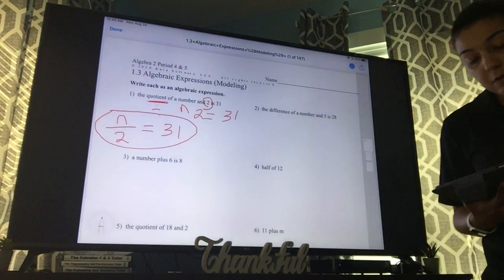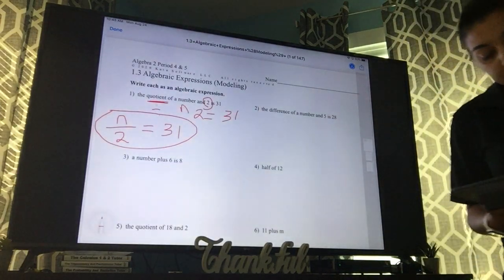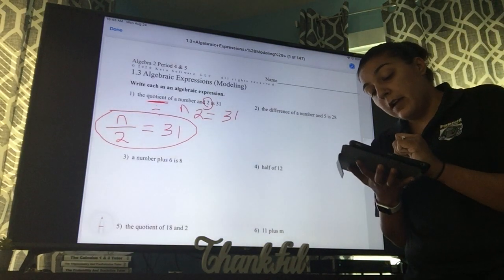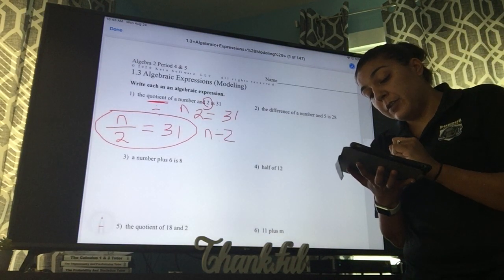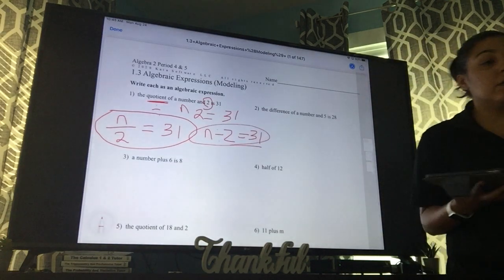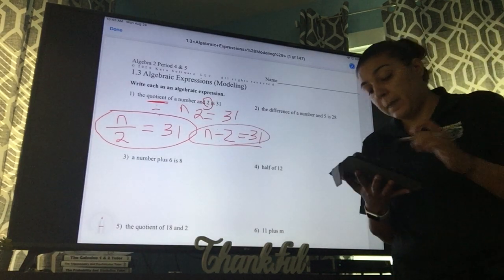I got a question. Yes, sir. If we were to write it with the actual division sign, would you still count that as right? Absolutely. You could say n divided by 2 is 31. That's totally legit too.